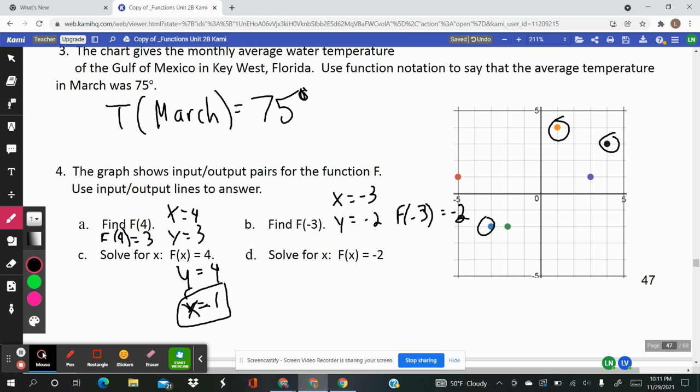And then we're going to solve for x. F of x equals negative 2. So that means we have y equals negative 2. Again, f of x refers to our y value. So I'm going to go down 2, and this time I have 2 points, negative 2 and negative 3.